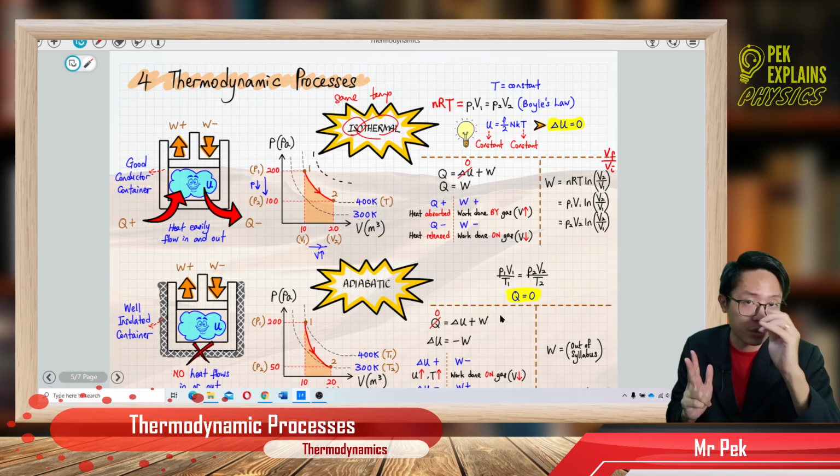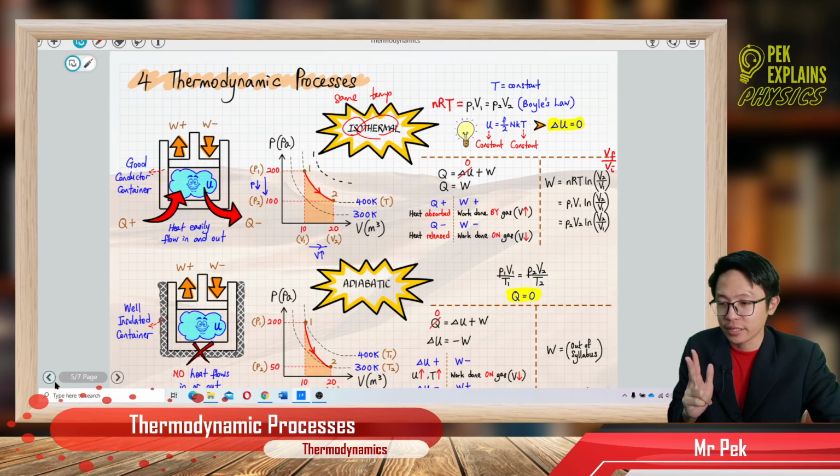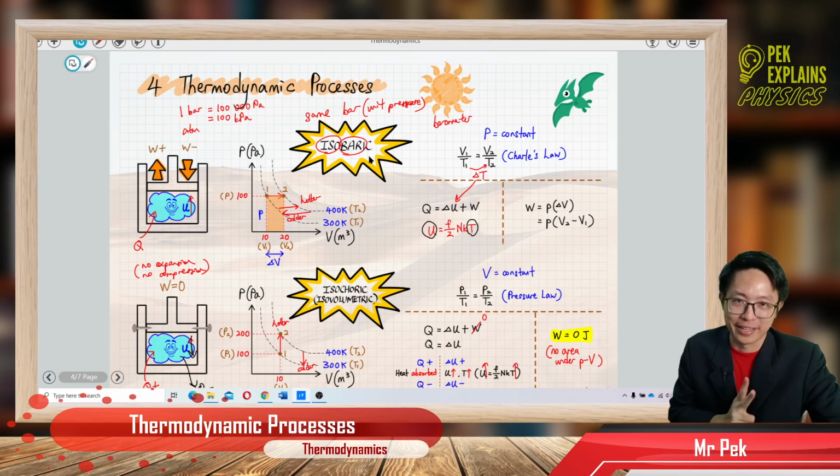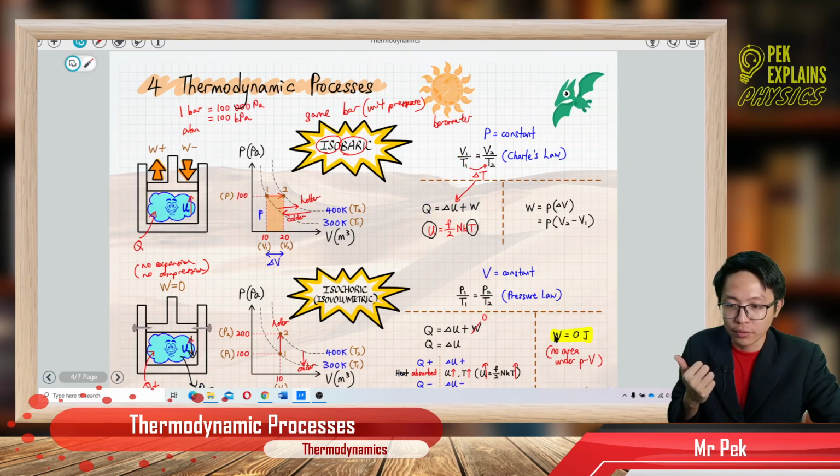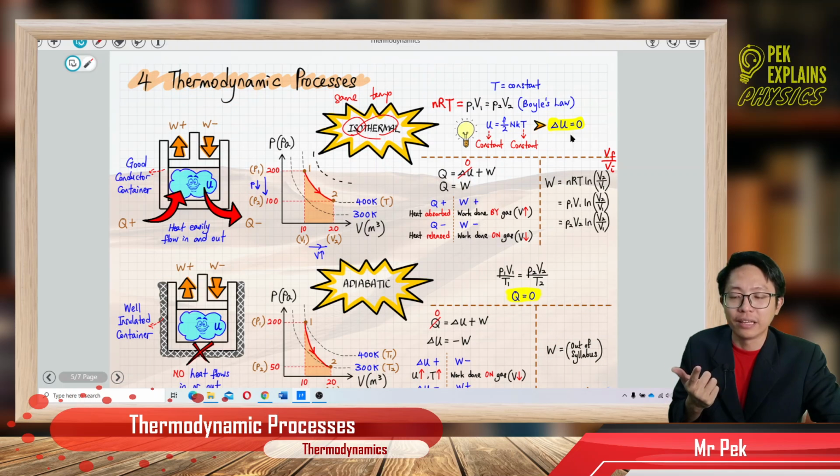So what process haven't we mentioned? We haven't mentioned the isobaric process. We already have W equal to 0 for the isochoric process, delta U equal to 0 for the isothermal process, and Q equal to 0 for the adiabatic process. So that already takes up 3.